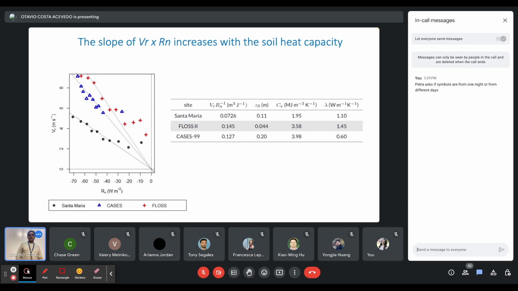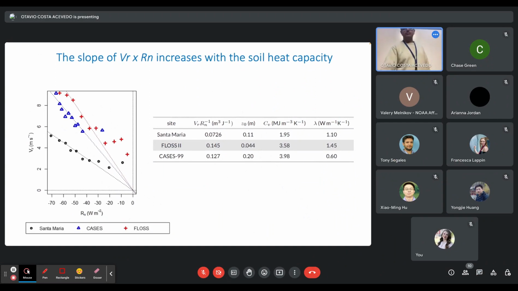Interestingly enough, the slope of the threshold speed by net radiation relates very well with CV, which is the volumetric soil heat capacity. You see that the slope is about half for Santa Maria than for the other two, and the relationship of the volumetric heat capacity is also about the same. Okay, it might be a coincidence. I don't know. This is actually one of the things that I'd like to do here: a very detailed study to check that, and we need observations in different places with very good representation of the soil and things like this. We do not think this is a coincidence, and we have an explanation for that, which will come next.